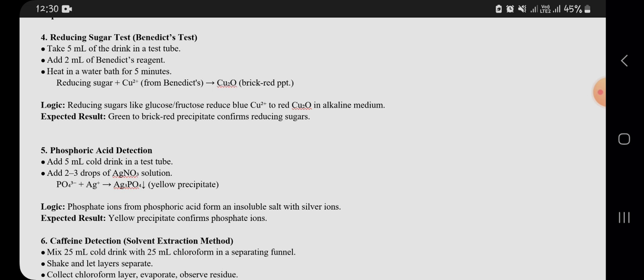Phosphoric acid detection. Add 5 ml cold drink in a test tube. Add 2 to 3 drops of AgNO3 solution, which is silver nitrate solution. Its logic is phosphate ions from phosphoric acid form an insoluble salt with silver ions. Expected result is yellow precipitate, which confirms phosphate ions.